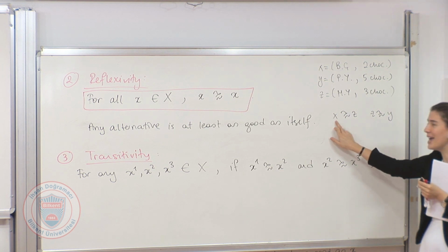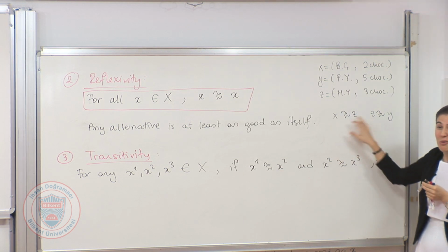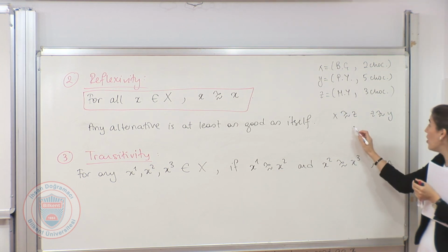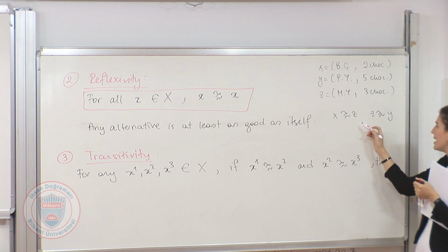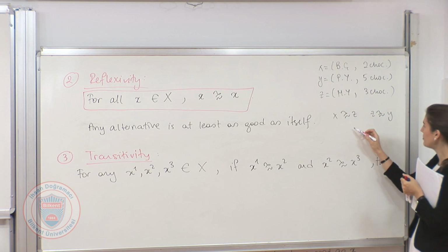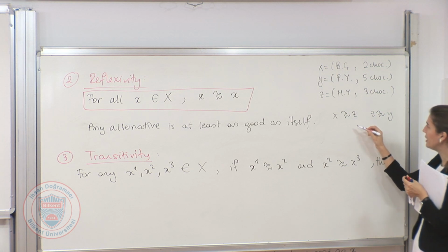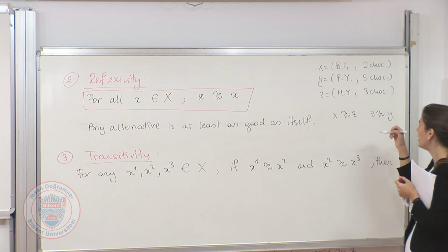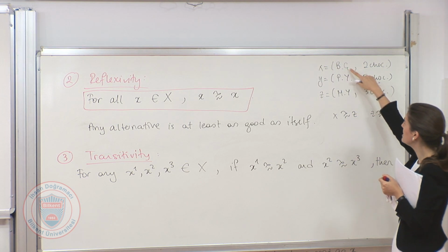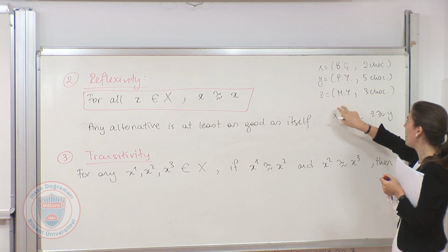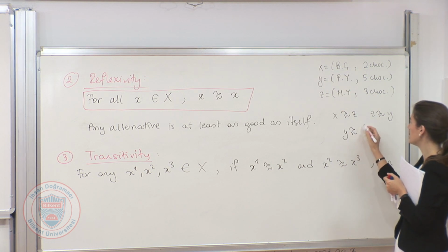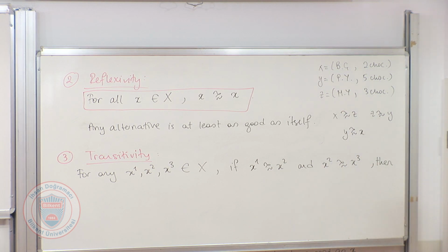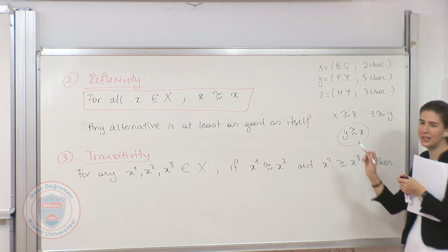Right? X is at least as good as Y, right? So I said this is at least as good as this, and then this guy is at least as good as this. If I say Y is at least as good as X, you would say, hocam, that is not very consistent, right?